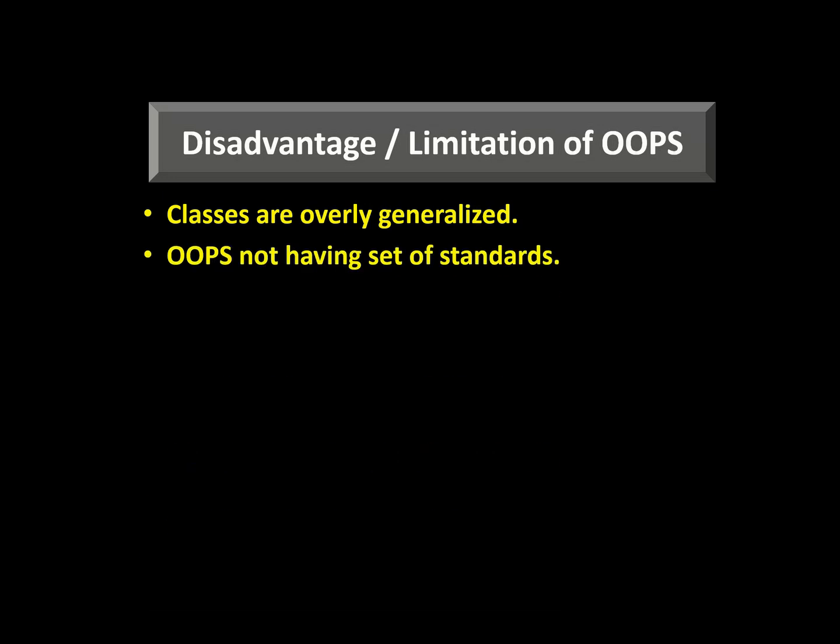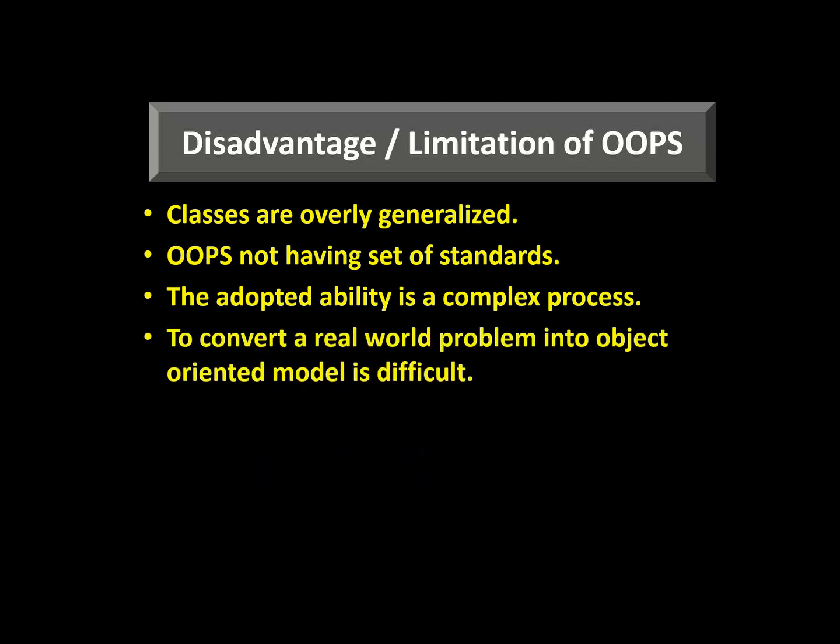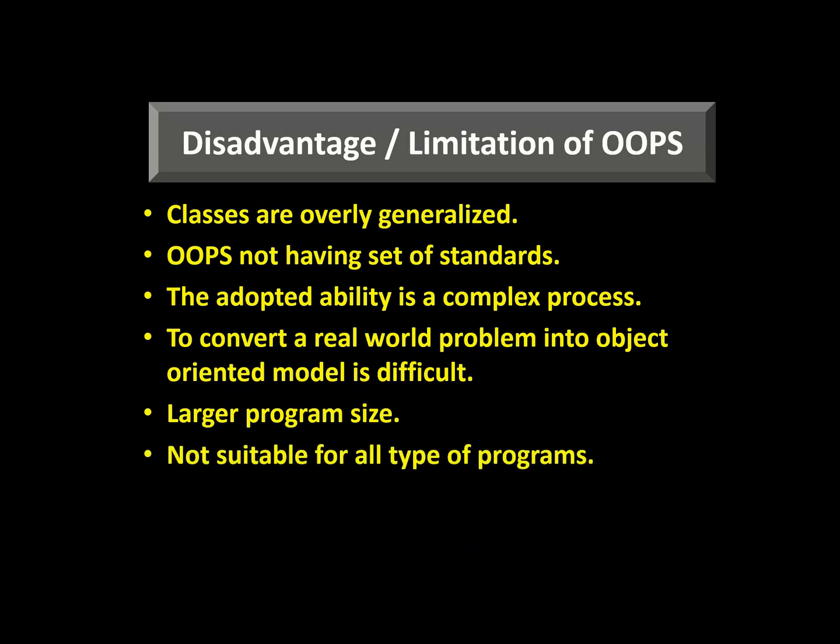What are the limitations or disadvantages? First one, classes are overly generalized. That means classes are given more importance. OOPS is not having a set of standards. The adaptability is a complex process. To convert a real-world problem into an object-oriented model is difficult. Large program size, not suitable for all types of programs.